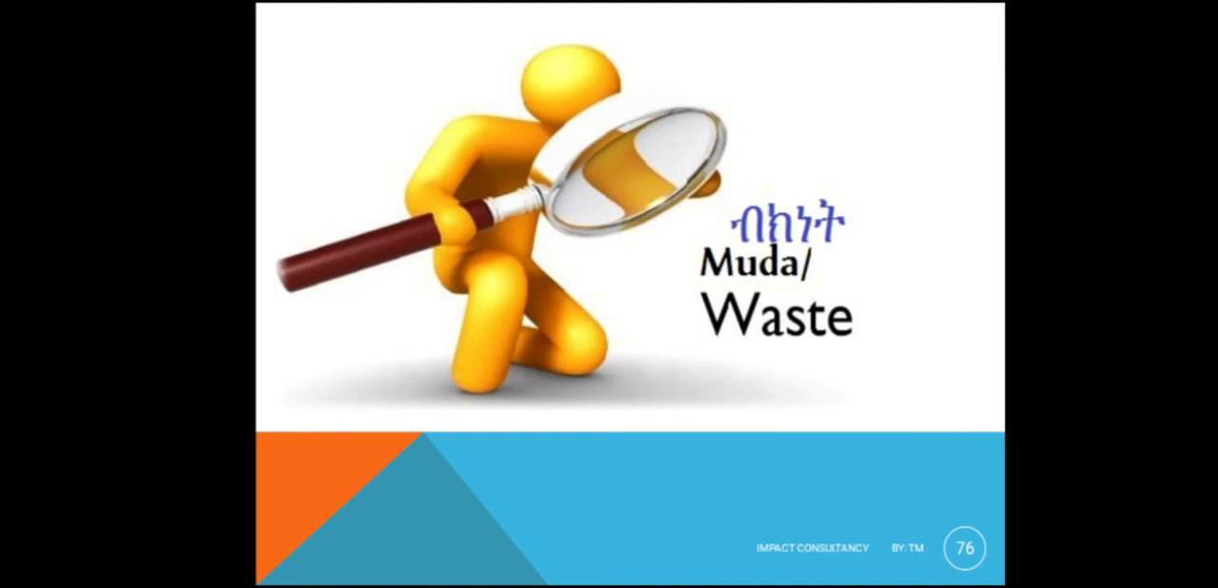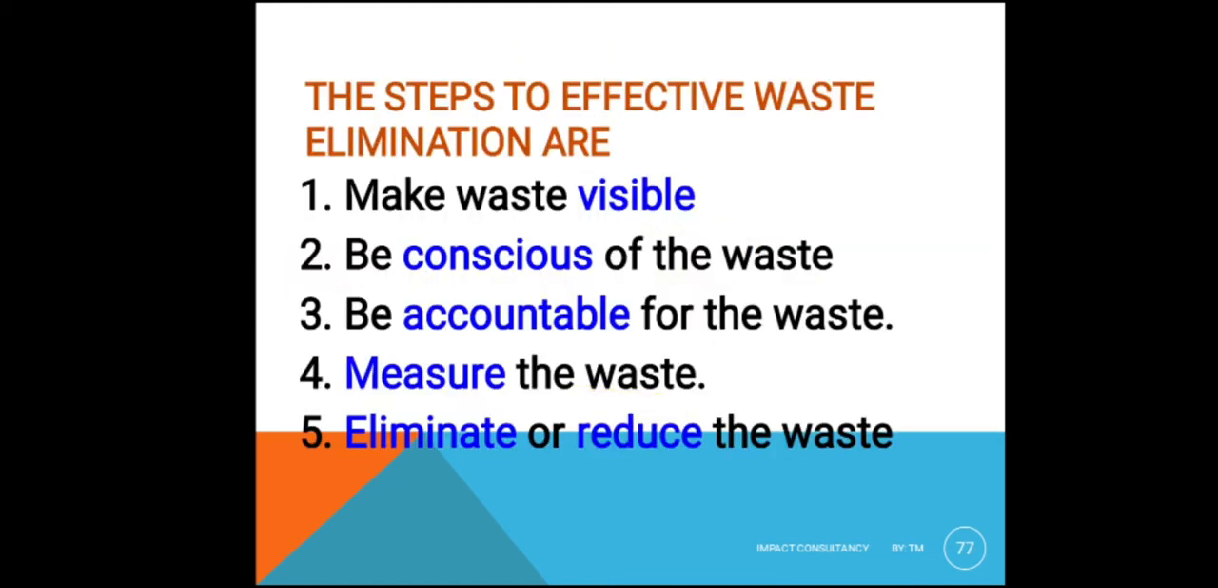Here is the second part of waste, that is waste identification, waste elimination, waste minimizing. So the steps to effective waste elimination are: the first one, make wastes visible for everyone, for every worker. The second is be conscious of the wastes. The third, be accountable for the waste. And the fourth one, measure the waste. And the fifth one is eliminate or reduce the waste. Let us see it one by one.